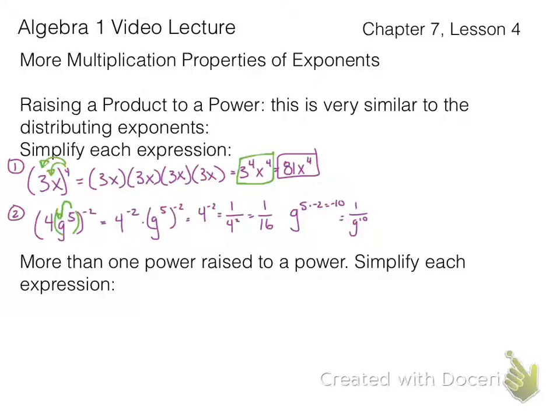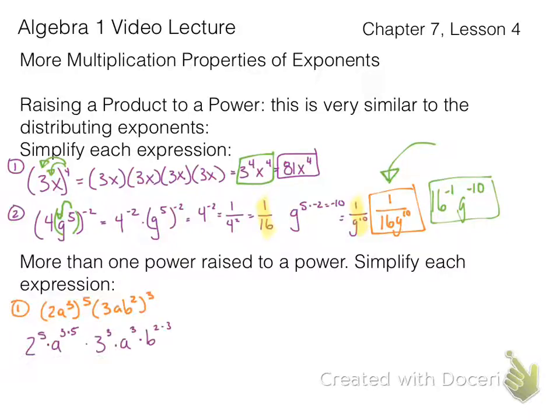So now we have 1/16 times 1 over g to the 10th, which, when you multiply fractions, is 1 over 16g to the 10th. And you could also write it as 16 to the negative 1 g to the negative 10th if you were to write it without a fraction bar. But most people like to see positive exponents whenever possible, so that's why this is the preferred answer. Okay, so that was more than one power raised to a power, and then you just simplify the expression.